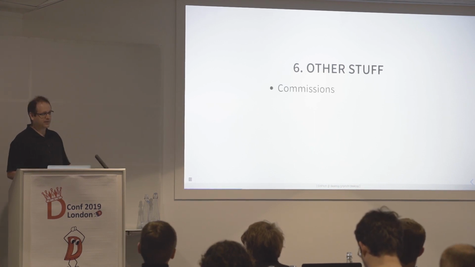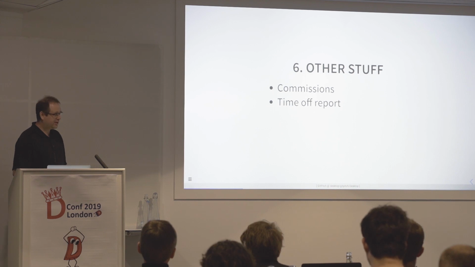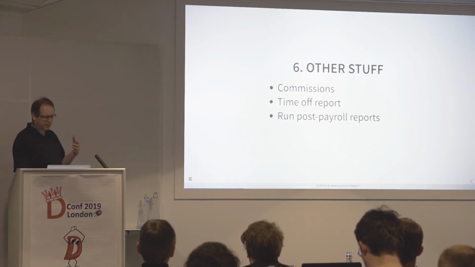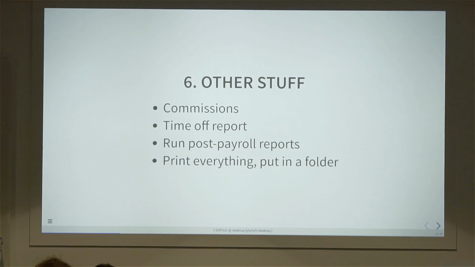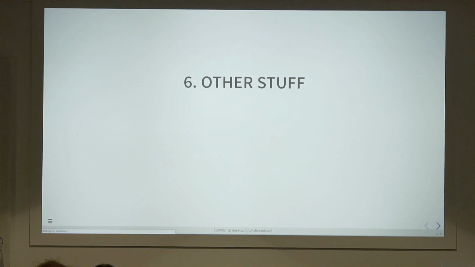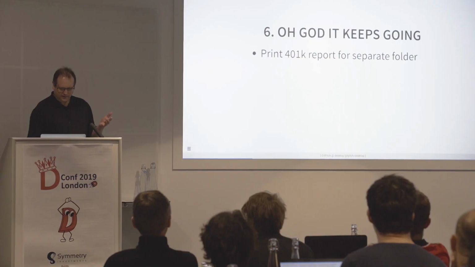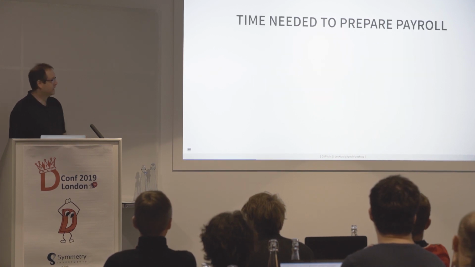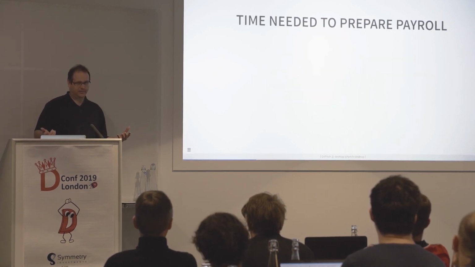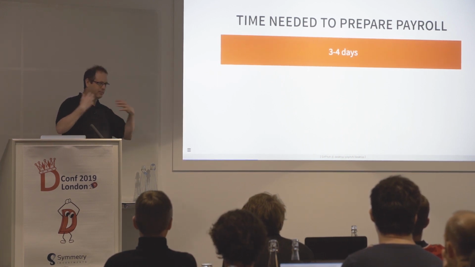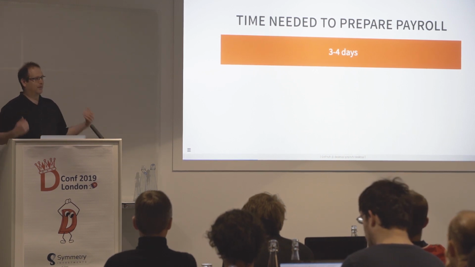I had to calculate commissions for salespeople. Generate a report for the manager so they knew how much time off people had. Run post-payroll reports, print everything, put it into a folder, and there was just more stuff. There's a lot of stuff for payroll. So the time needed to do all this was about 3 to 4 days. That's for me. The previous HR manager could kind of get it done in 2 days, but she was really good at writing stuff down and doing stuff on a calculator. I'm good at programming.